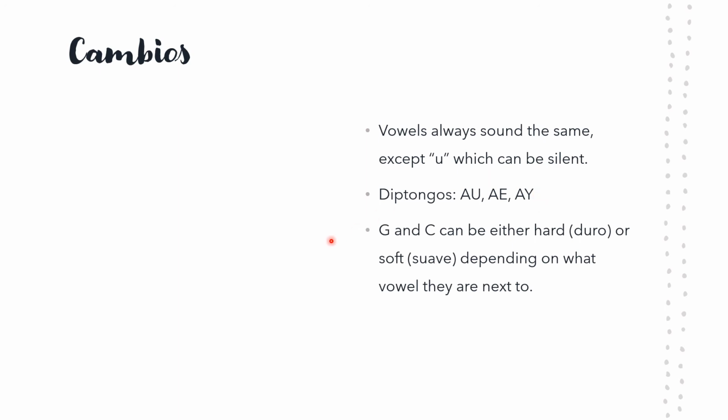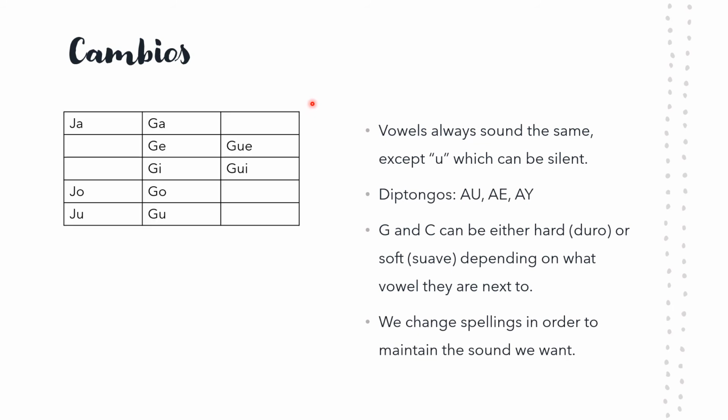All right, so the G and the C, like I said earlier, can be either hard, duro, or soft, suave. It depends on what vowel it is next to. So what I mean by that is if I bring up here our little box, and I put a G next to each of our vocales. A, E, I, O, U. If I put a G next to an A, it makes the hard sound, duro. All right, ga, it makes the g sound, ga.